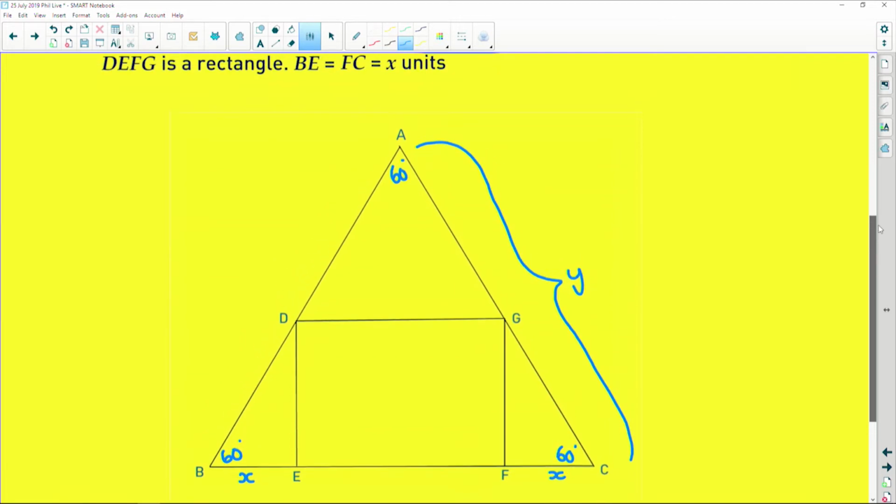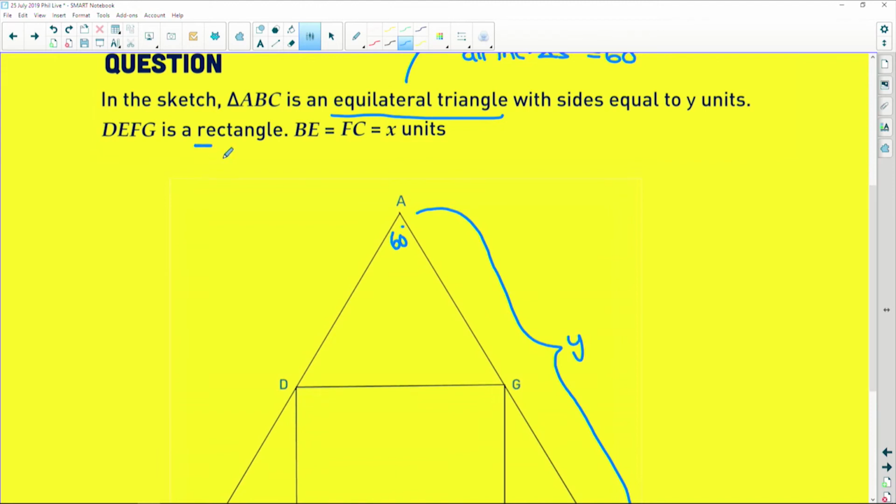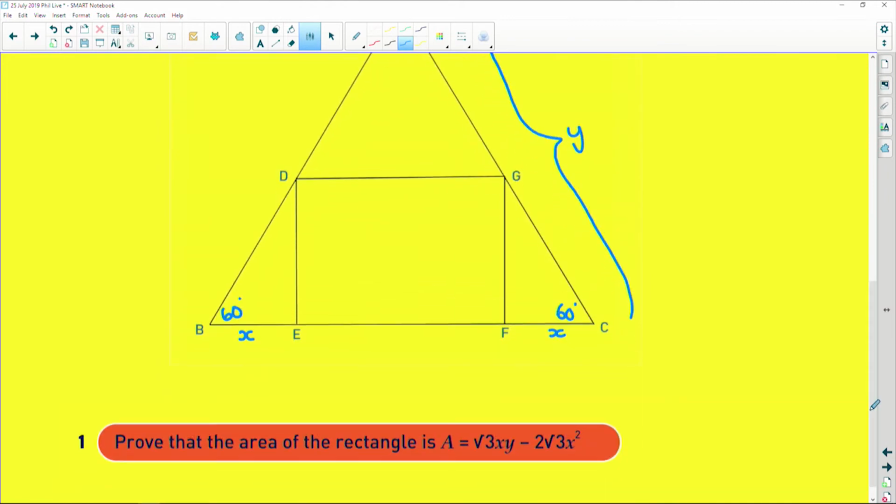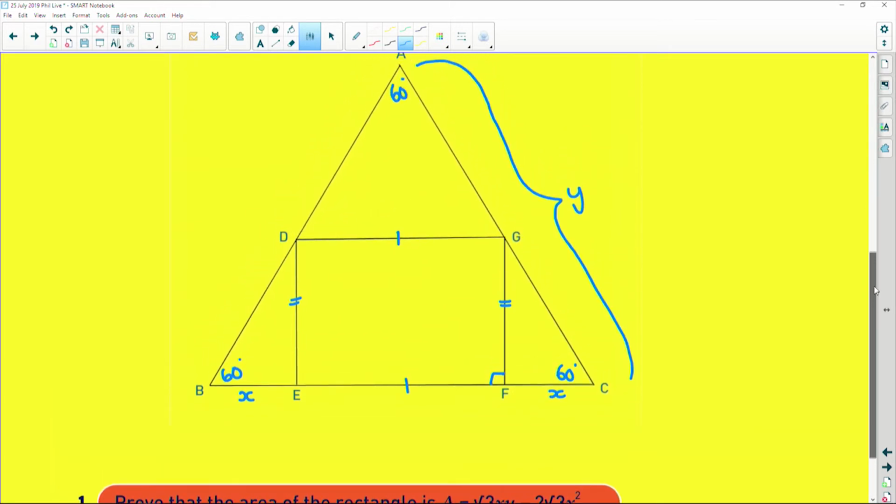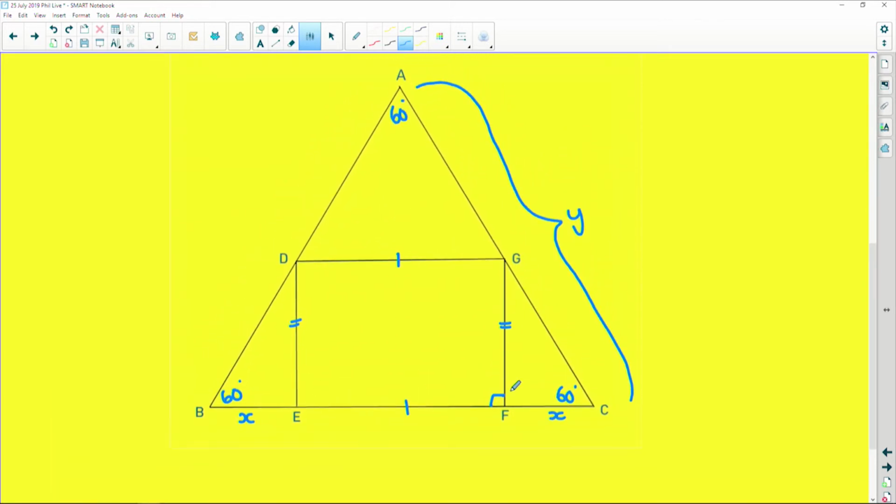Lastly, you also need to remember that because DEFG is a rectangle, it's also got its own properties. It's got two pairs of opposite sides equal to each other, and also all of its interior angles are 90 degrees. Okay, so great application of your geometric knowledge, first of all.